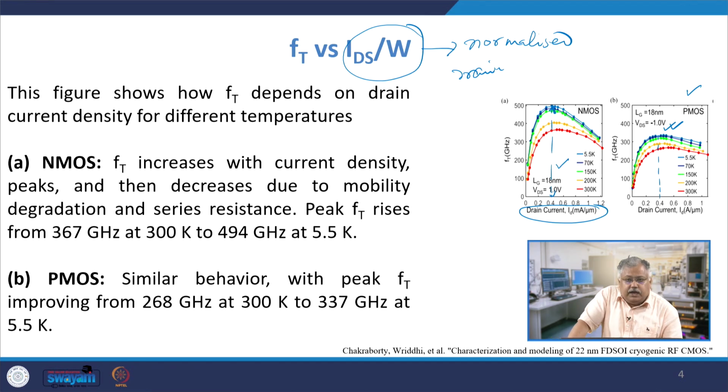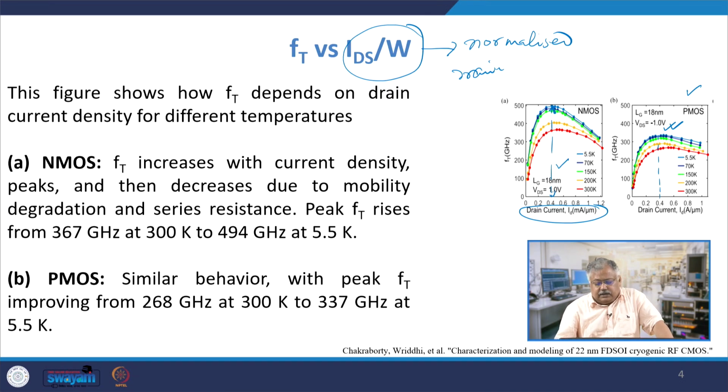Two things to be noted here. In NMOS the drop in the value of FT max is much larger as compared to PMOS. PMOS tends to saturate beyond a particular point, it does not show a big decrease, whereas in NMOS I see a big decrease in the value of the FT max. And again the reason comes from the fact that electron degradation is much higher as compared to hole degradation in terms of mobility and the series resistance. So that is the reason you see this getting dropped.